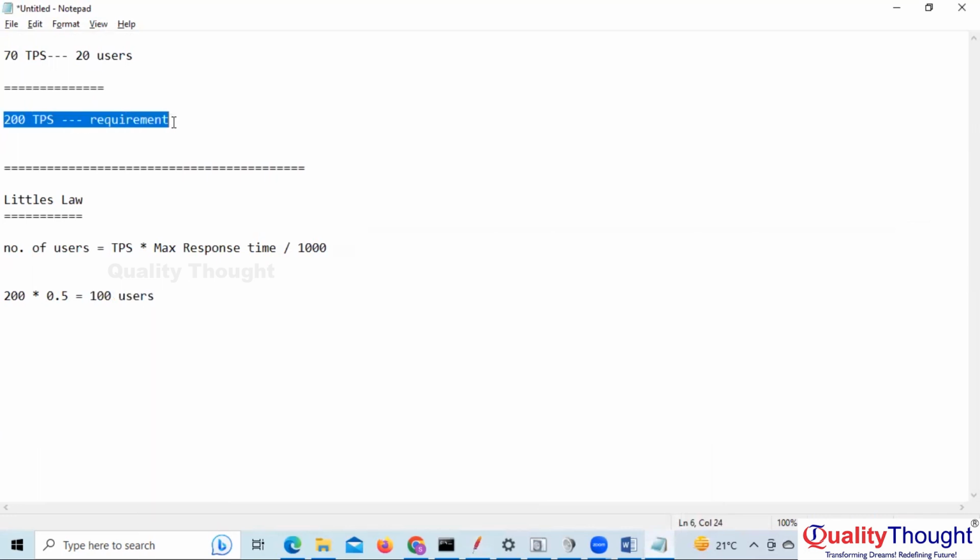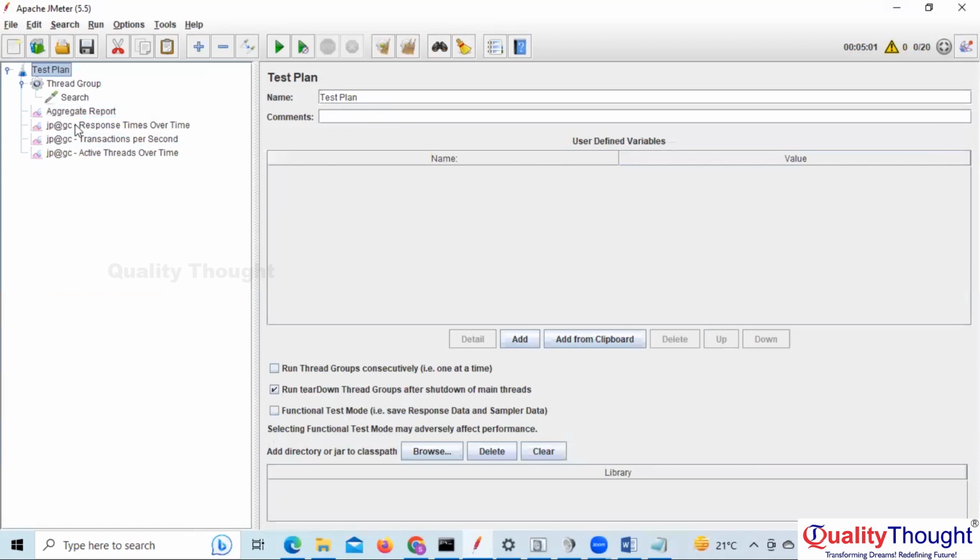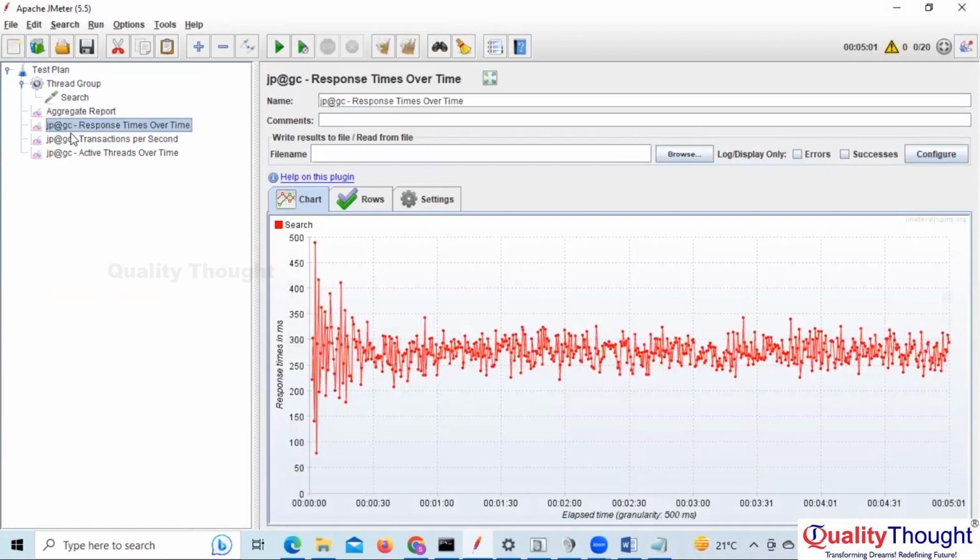But my target is to achieve 200 transactions per second. For example, just think that this is my target. Target is 200 transactions per second. How do you achieve 200 transactions per second?